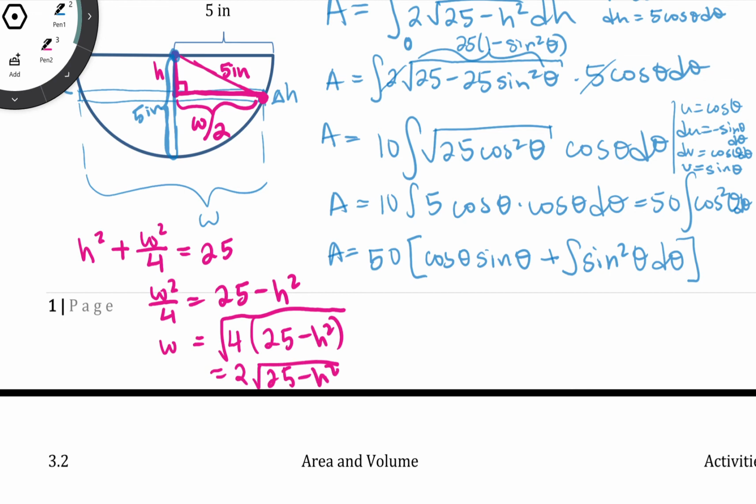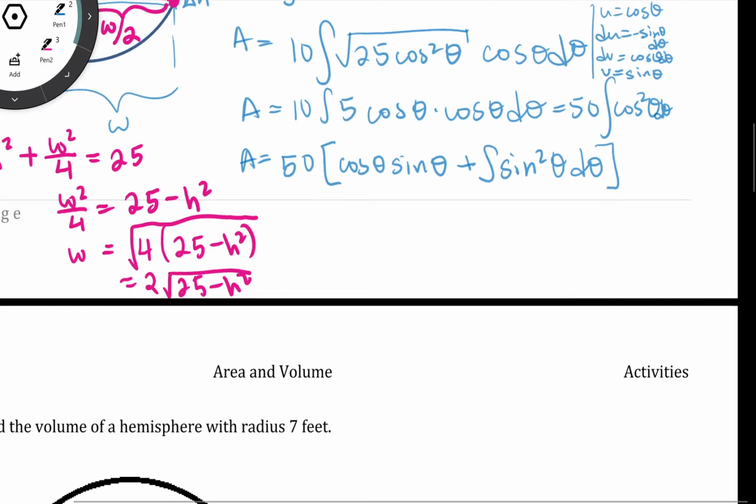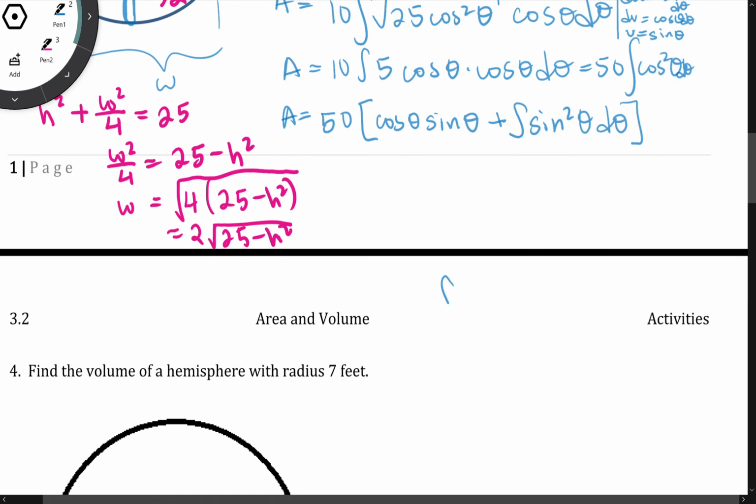I didn't leave myself enough room for this messy one, so I'm going to jump down and do a little bit of side work. What we've got right now is that the integral of cosine squared theta is equal to cosine theta sine theta plus the integral of sine squared theta d theta. So this is going to end up being a solve.